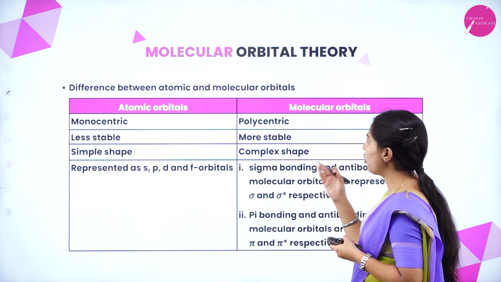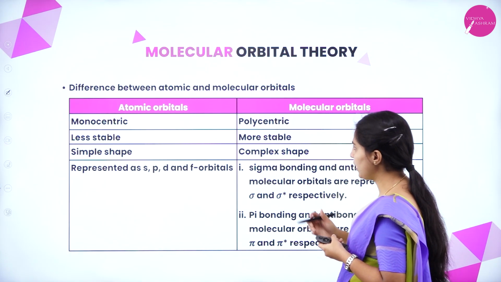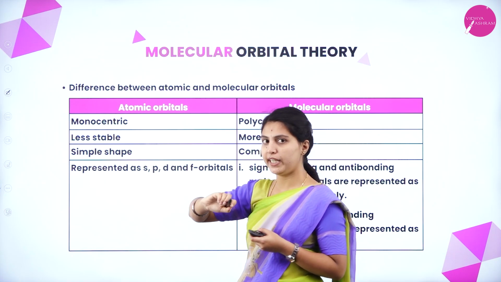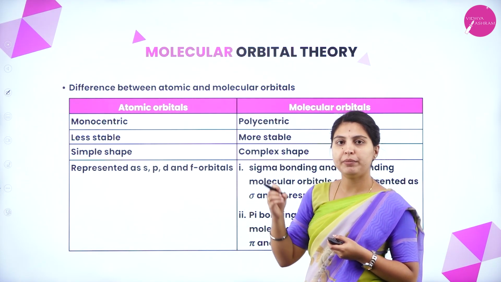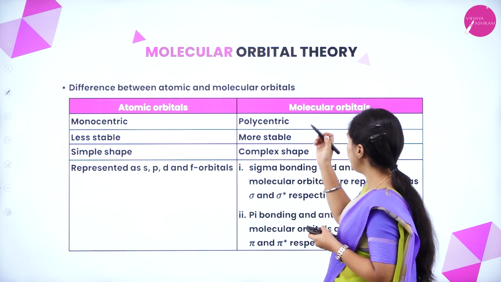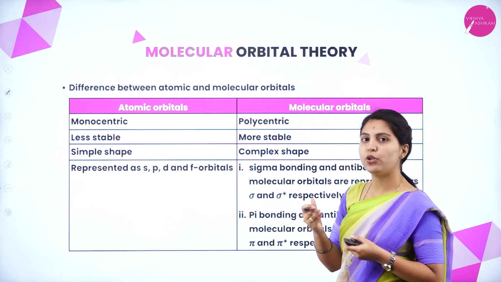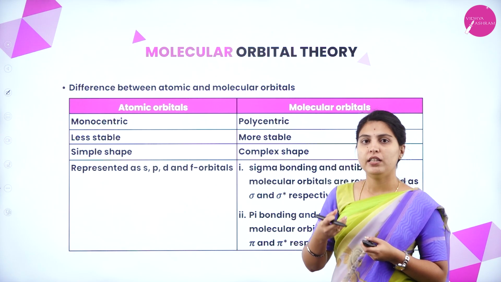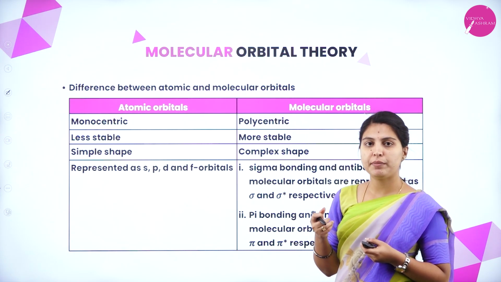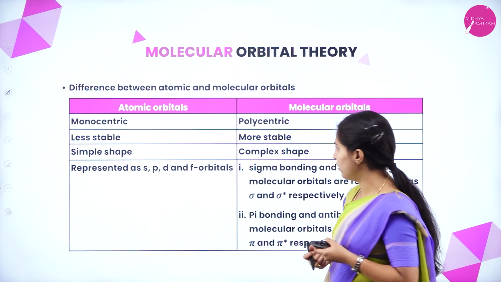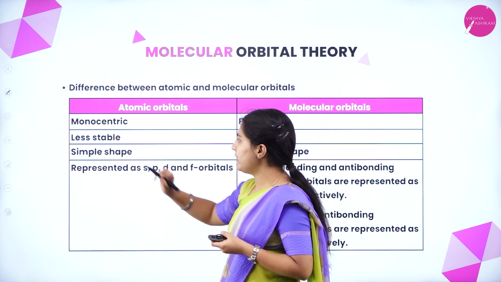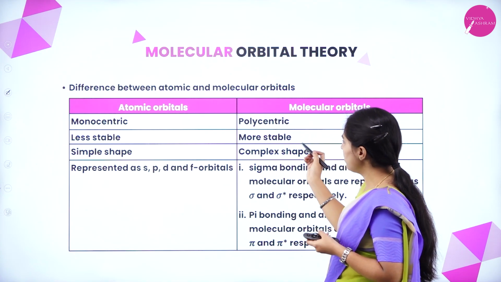The difference between atomic and molecular orbitals. As I told, atomic orbitals are monocentric, which means in an atom a single nucleus will be present. It will be influenced by only a single atom. In a molecular orbital, in a molecule two or more atoms can be present. In each atom, each nucleus will be present. It will be influenced by many nuclei. The atomic orbital is less stable. The molecular orbital is more stable.